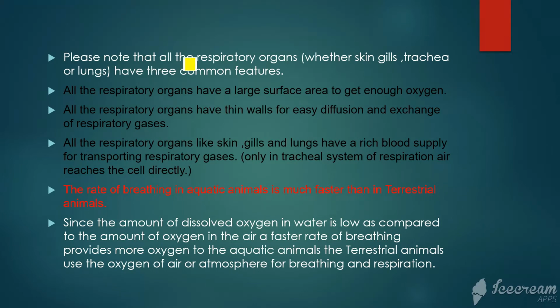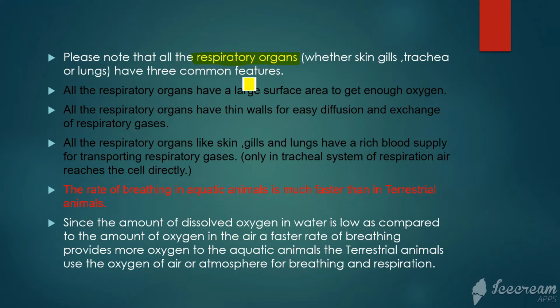Please note that all the respiratory organs, whether skin, gills, tracheae or lungs, have three common features. See, they are respiratory organs, so the only function is to help in respiration, to provide gases. Whatever it is, they are different because of the different habitat of the organisms in which they are present, but they have to have something common. मतलब इनका सबका काम तो respiration करना है, to absorb oxygen, to give out carbon dioxide. It's a basic thing, but they are present in different types of organisms. So what is common in all these?